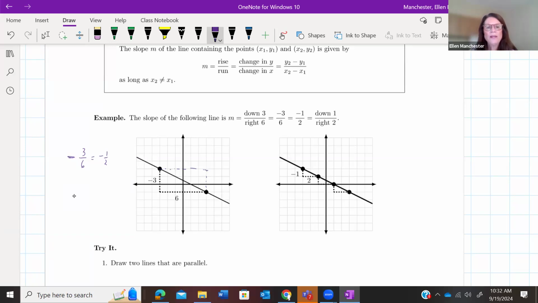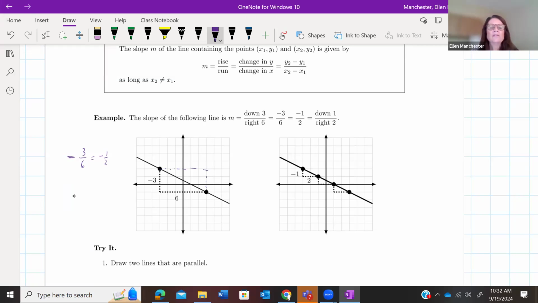Or if you do it the other way, I go up 3 and over 6. So that's why I notice what my line is doing first, because then I don't have to worry about the down, up, right, left. I just count how many spaces up or down, how many spaces over. Write in those numbers and then reduce where I need to.